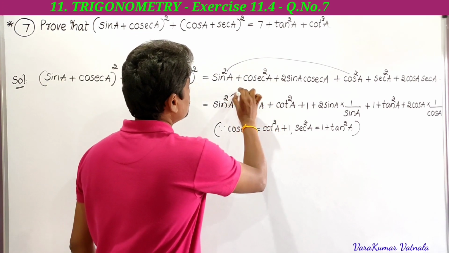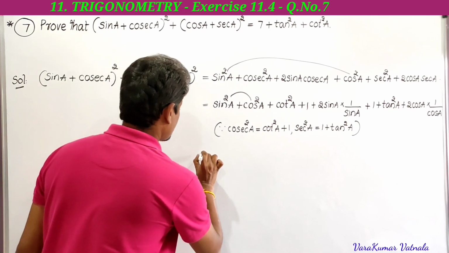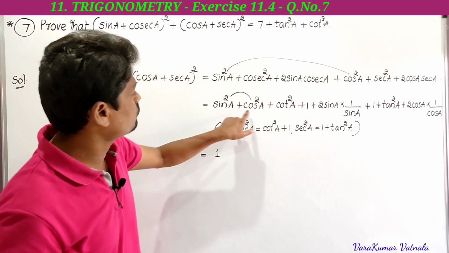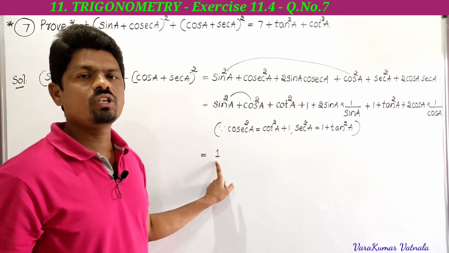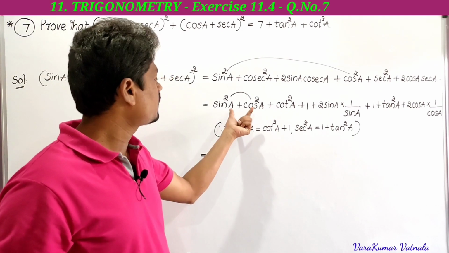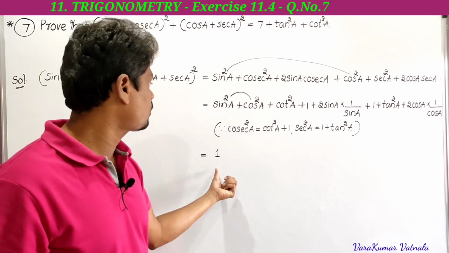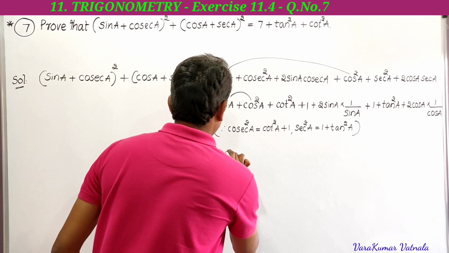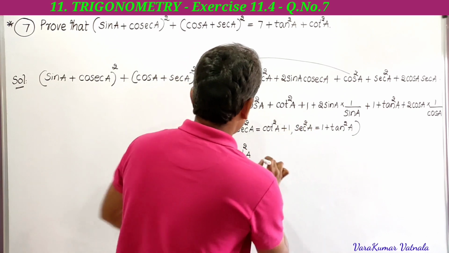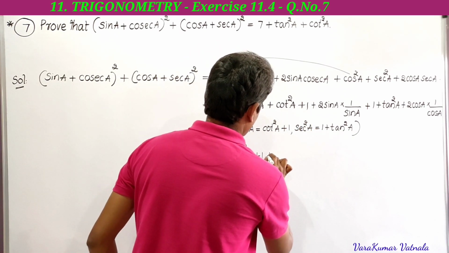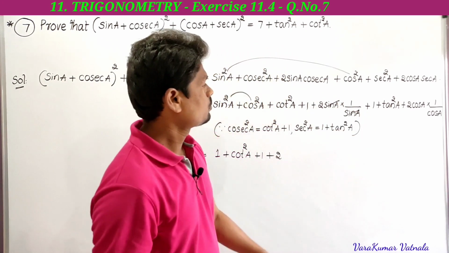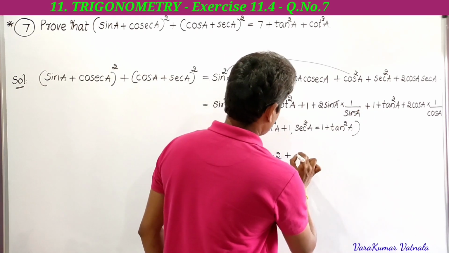So we have sin square A plus cos square A equal to 1. Instead of sin square A plus cos square A I have written 1 using the first trigonometric identity, sin square theta plus cos square theta equal to 1, but here the angle is A. So I am writing cot square A as usual, plus 1 as usual. Here sin A gets cancelled, 2 into 1 we have 2, plus 1 again.